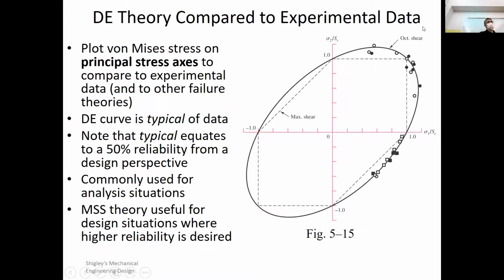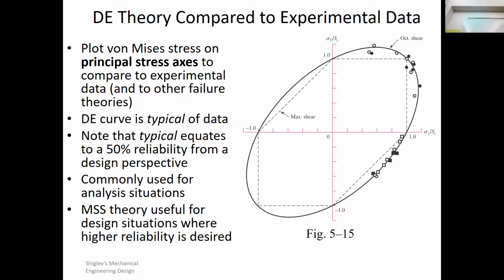So this is a comparison of the distortion energy theory compared to experimental data. And what you see dotted is the maximum shear stress failure envelope. And I really want to take a minute to help you remember what are these envelopes and on which axis do we plot them. When I want to plot these failure envelopes, I no longer have X and Y. Like when we did the Mohr circle, we had a normal stress and a shear stress.